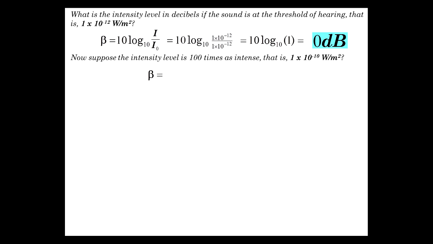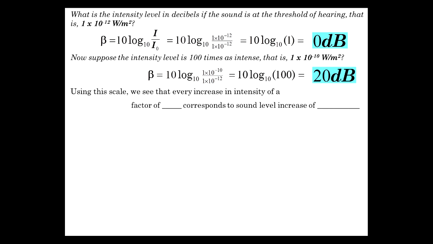I like that. So now let's make the intensity 100 times more intense. Well, if it was 10 to the negative 12, that makes it 10 to the negative 10 watts per square meter. Put it into the formula, and now it's 10 log base 10 of the new intensity, 100 times more than the original. So that's 10 log base 10 of 100. So what power do you raise 10 to to get 100? You know that number is 2. So the log base 10 of 100 is 2. 2 times 10 is 20. The answer is 20 dB, 20 decibels.